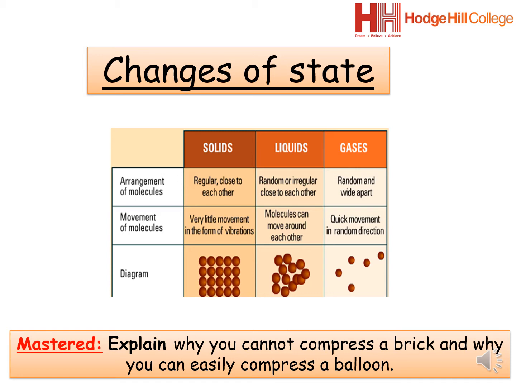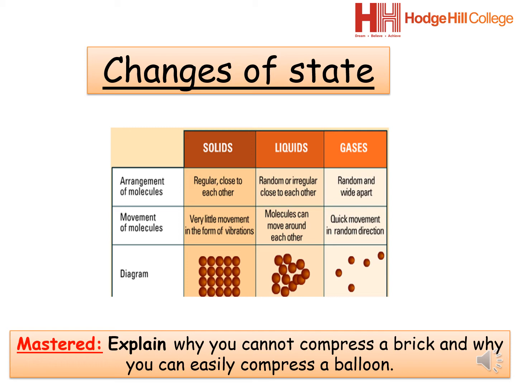So first of all, with solids, the particles or the arrangement of the molecules are very regular. They're very close together, as you can see from the diagram below. Because they're arranged in a nice pattern, tightly packed together, they have very little space for movement, and the very little movement that they do have is in the form of vibrations. You then have liquids, which are random or irregular but close together. The molecules therefore can move around each other because they have small gaps, as you can see from the diagram below. A good example of this is water.